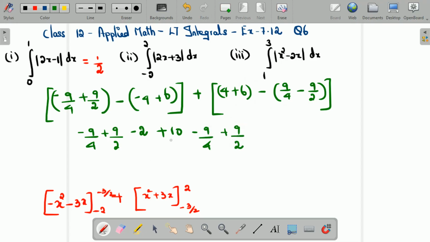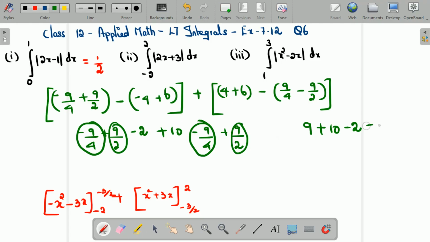So now you take an LCM and simplify. See, 9 by 2 and 9 by 2, if you add, you're going to get a 9. Plus there is a 10, there is a minus 2. Now if you add the minus 9 by 4 and minus 9 by 4, you're going to get a minus 9 by 2. So 19 minus 2 is going to be 17 minus 9 by 2.